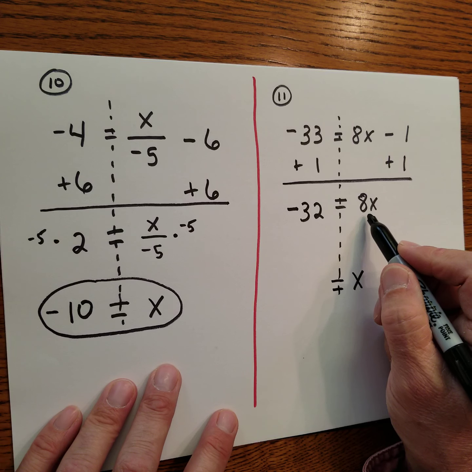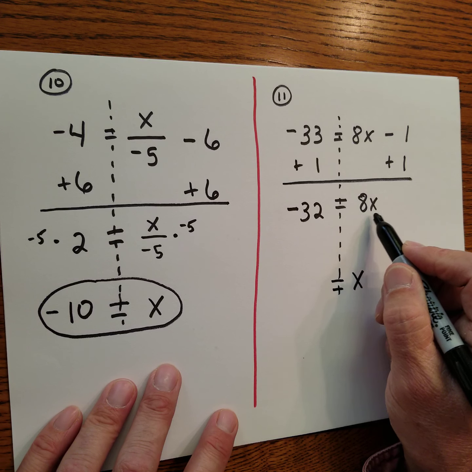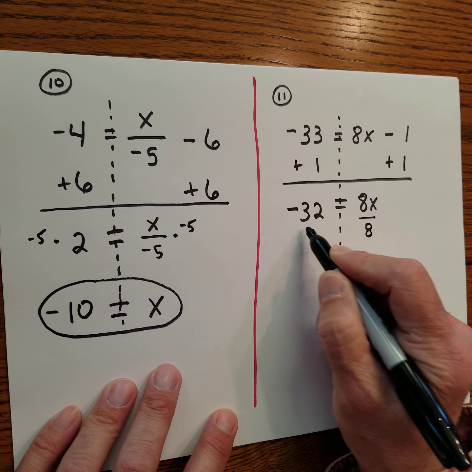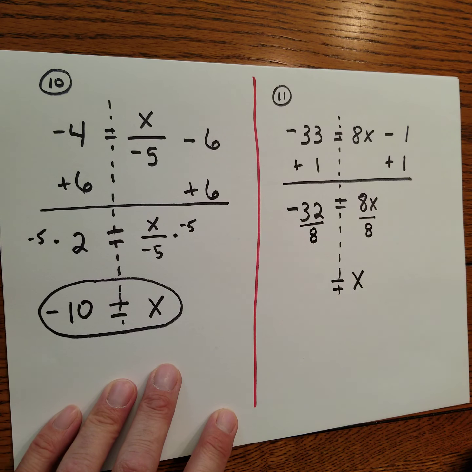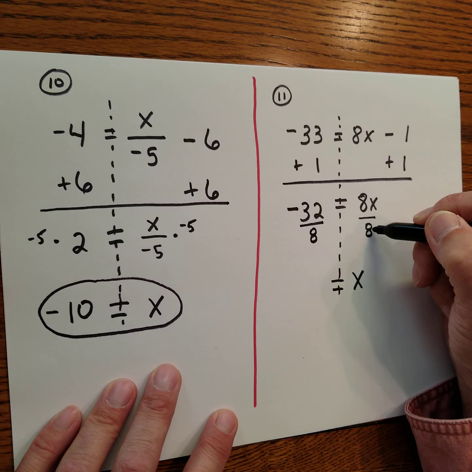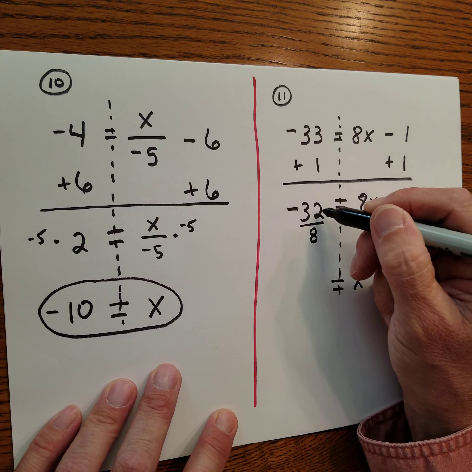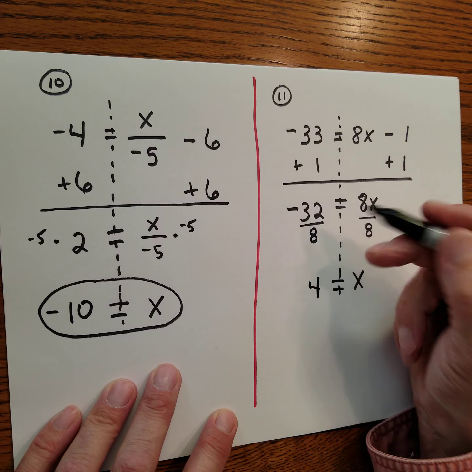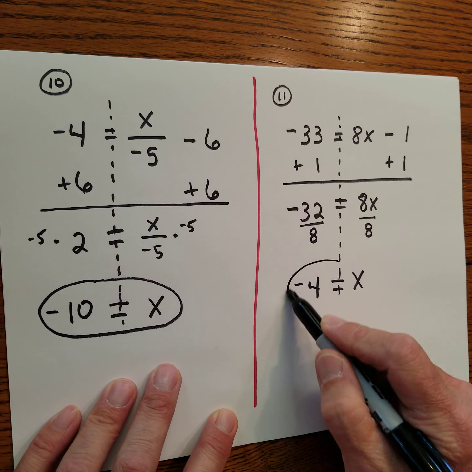Now to finish, I must get rid of this 8. The 8 and the x are being multiplied. The inverse of multiplication is division. So let's divide both sides by 8. 8 divided by 8 is 1 times x. 32 divided by 8 is 4. And when you divide with one negative, your answer is negative.